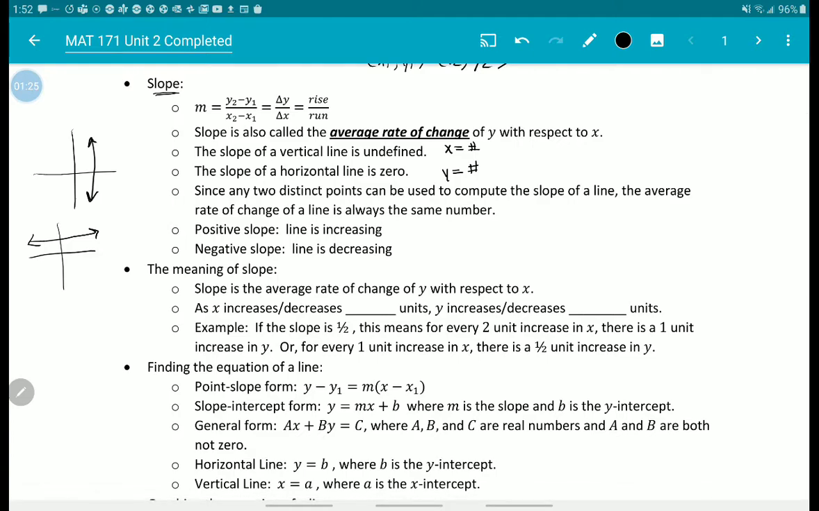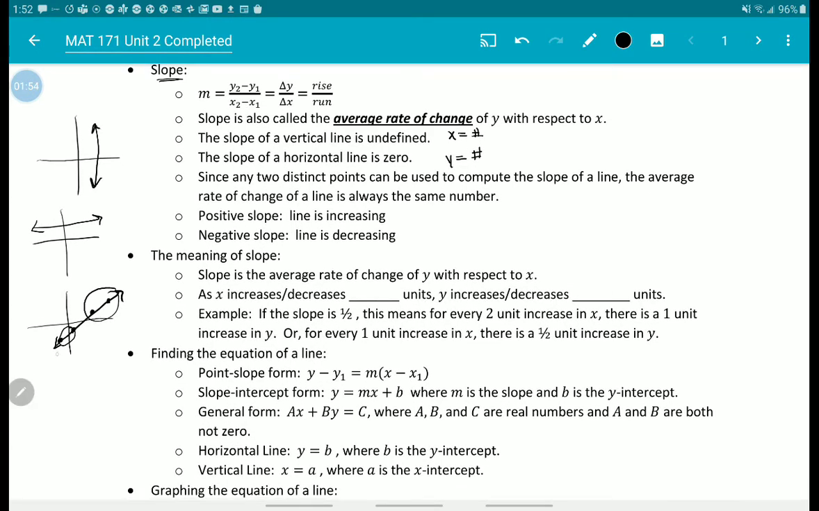So, if we're looking at a line, we can pick any 2 points on that line and we can find the slope of that line. So that average rate of change is always going to be constant. It's going to be the same. So we're going to see that average rate of change being the same whether I'm looking at 2 points maybe in here or whether I'm looking at 2 points up in here. If that slope is positive, the line's increasing, so this guy would be an increasing line. But if it's negative, then it's going to be a decreasing line.